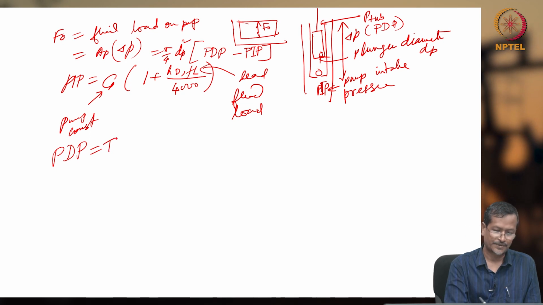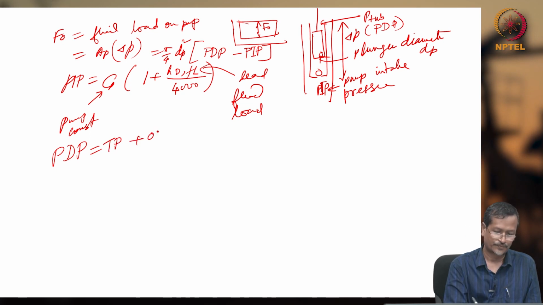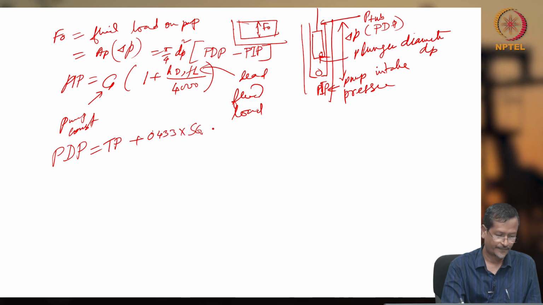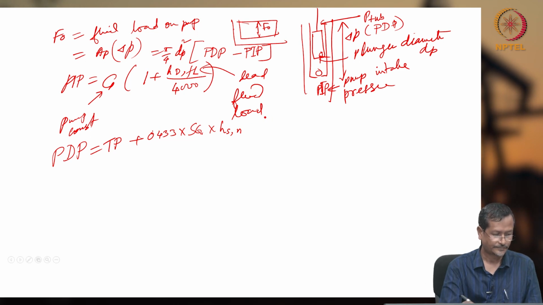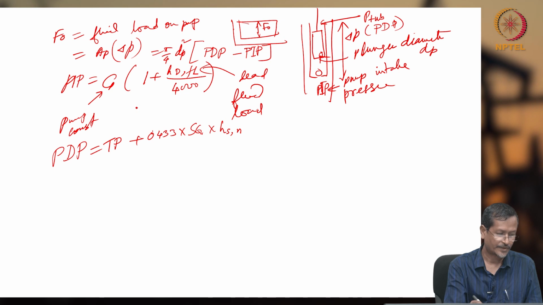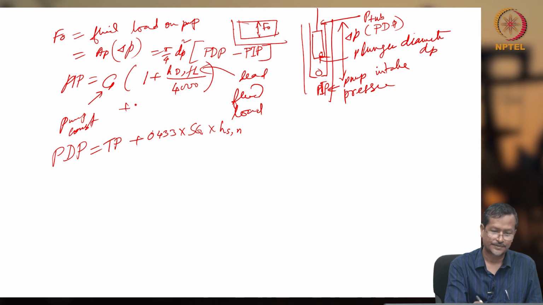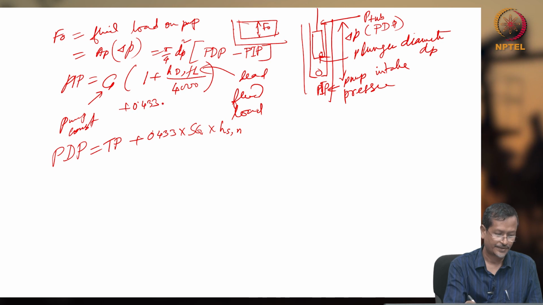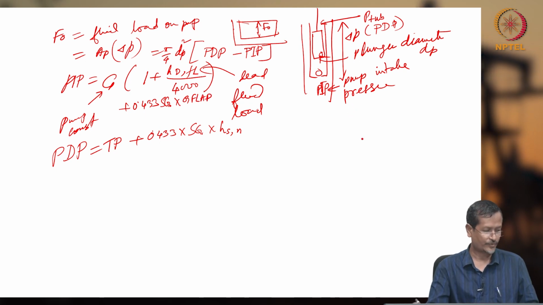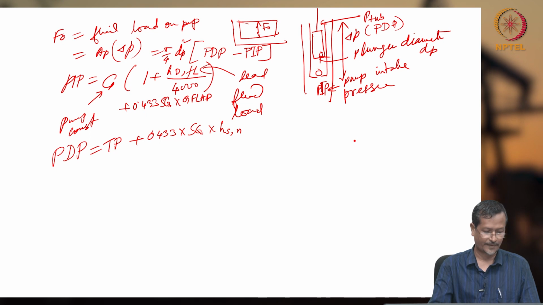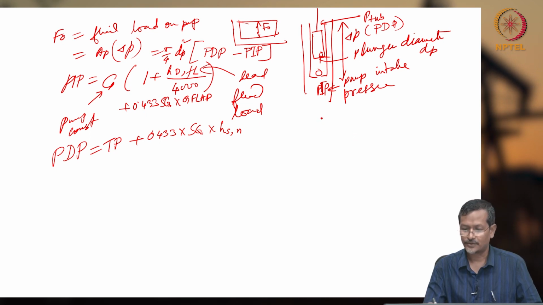So PDP equals tubing pressure plus 0.433 times SG oil times HSN. And PIP, some more terms are there, plus 0.433 times SG oil times GFLAP. I have to draw the picture actually, for G flap. So I'll draw one picture.